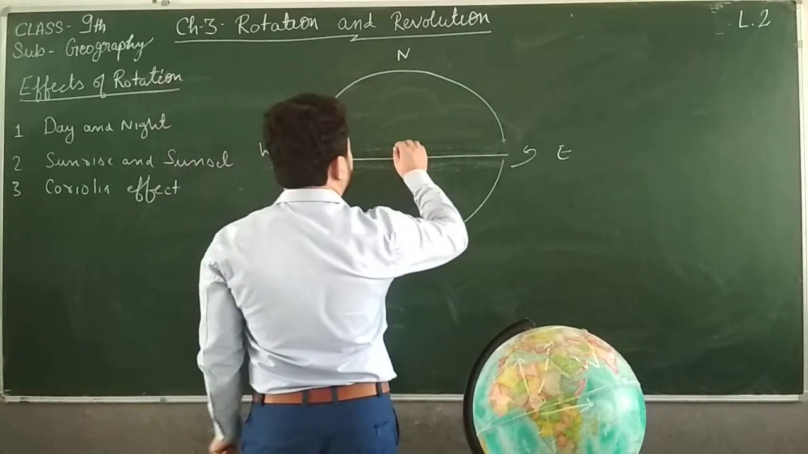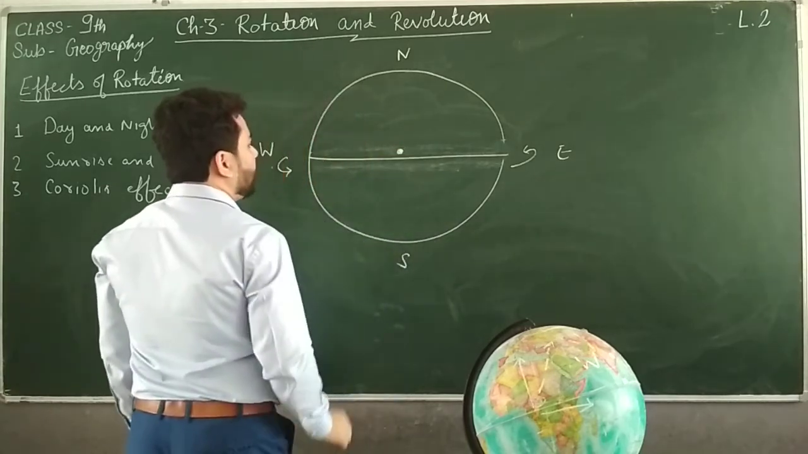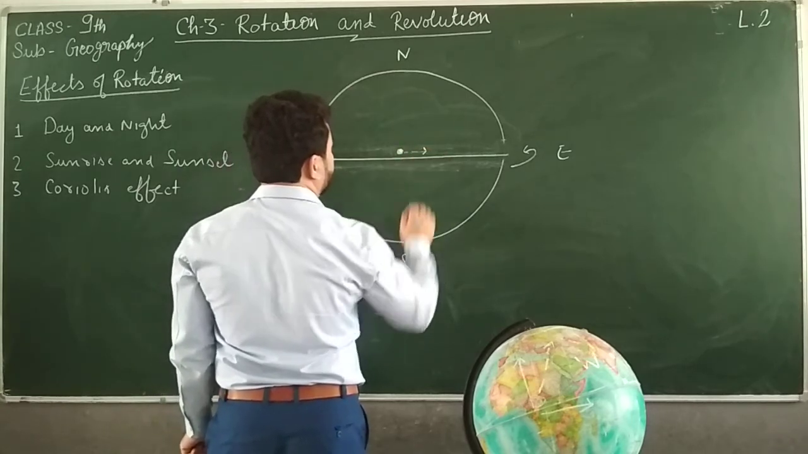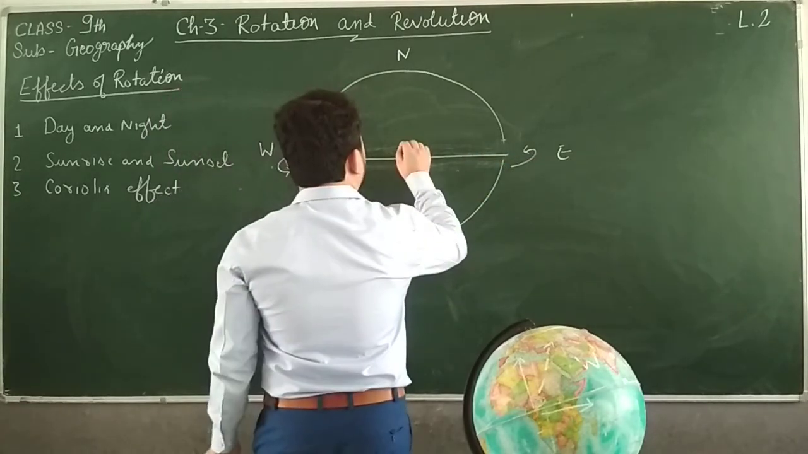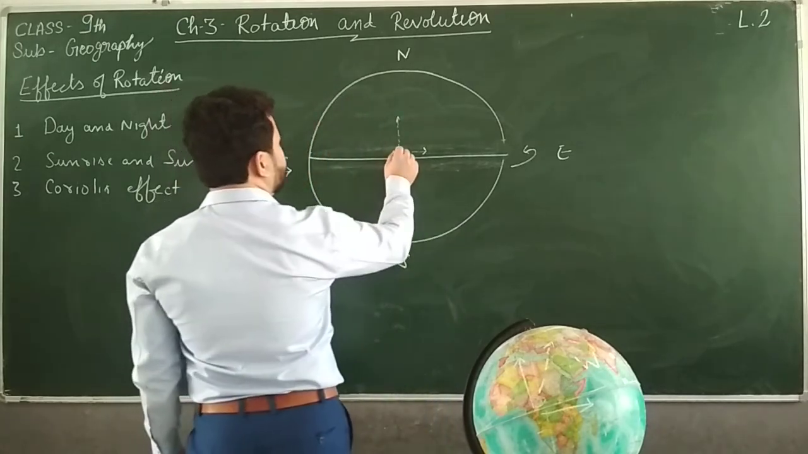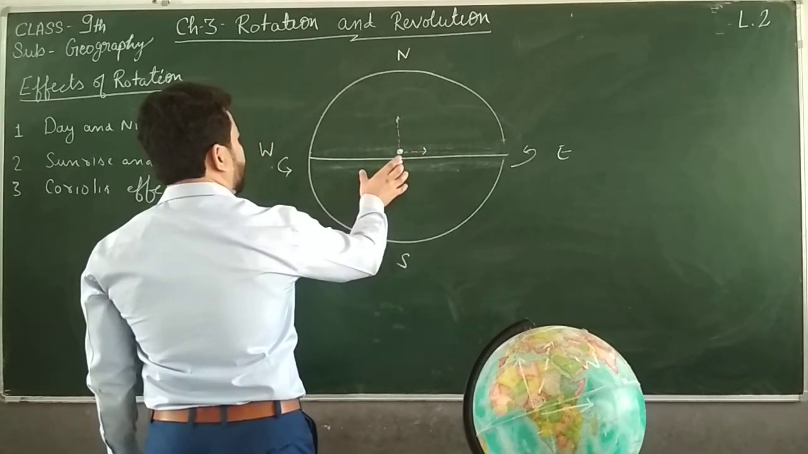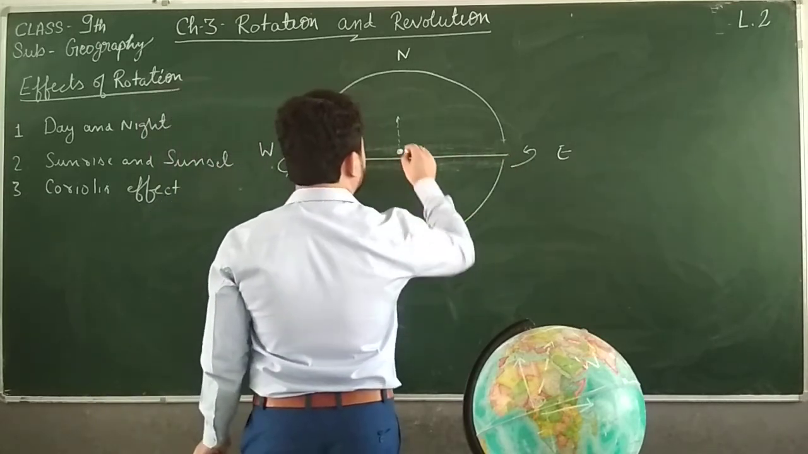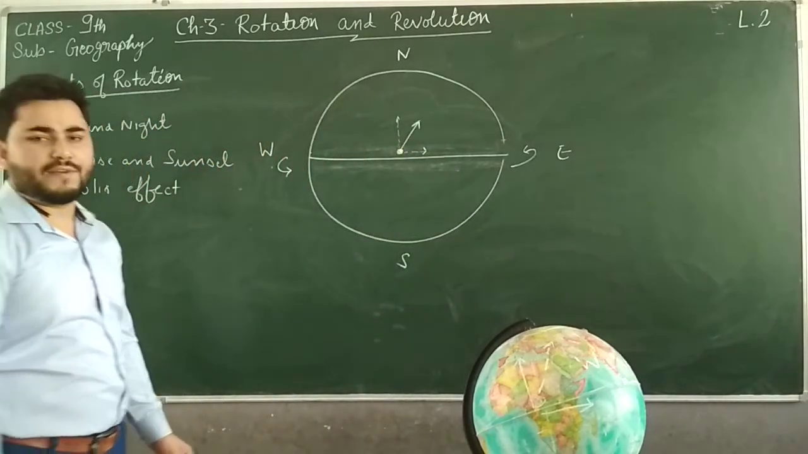So suppose one object is here at this place, and that object is experiencing a force moving in this direction, towards the east, but actually that object wants to move towards the north. Then what will happen? It is applying force to move towards the north, but this geographical rotational force is forcing that body to move towards the east also. So the resultant motion will be this. This is called the Coriolis effect.